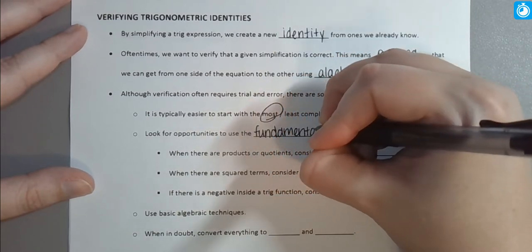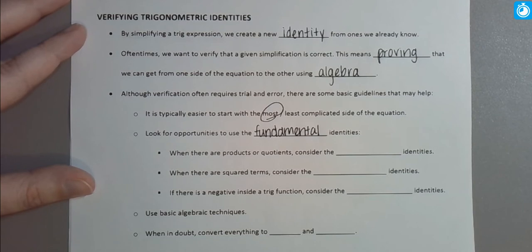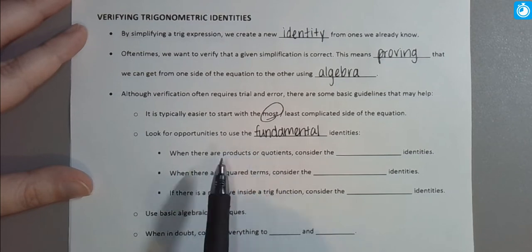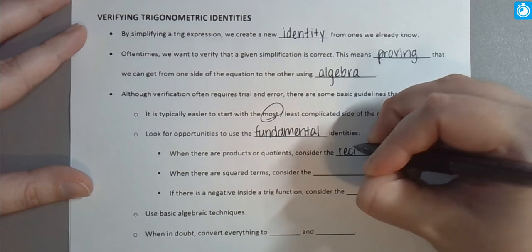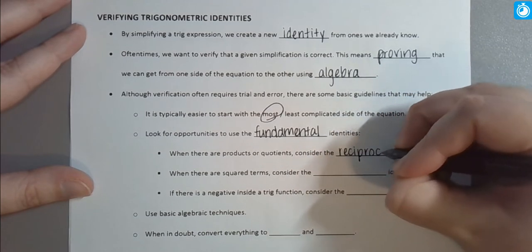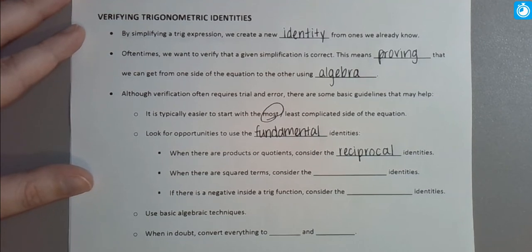those kinds of things. Look for opportunities to use those identities to take something and replace it with another expression. So when you're looking at an expression that has products or quotients already, consider using the reciprocal or quotient identities. So we've seen that we could replace 1 over sine with a cosecant. We could replace tangent with sine over cosine. Those kinds of things. Being able to substitute expressions in that way may lead you along the right track to getting from where you start to where you want to finish.